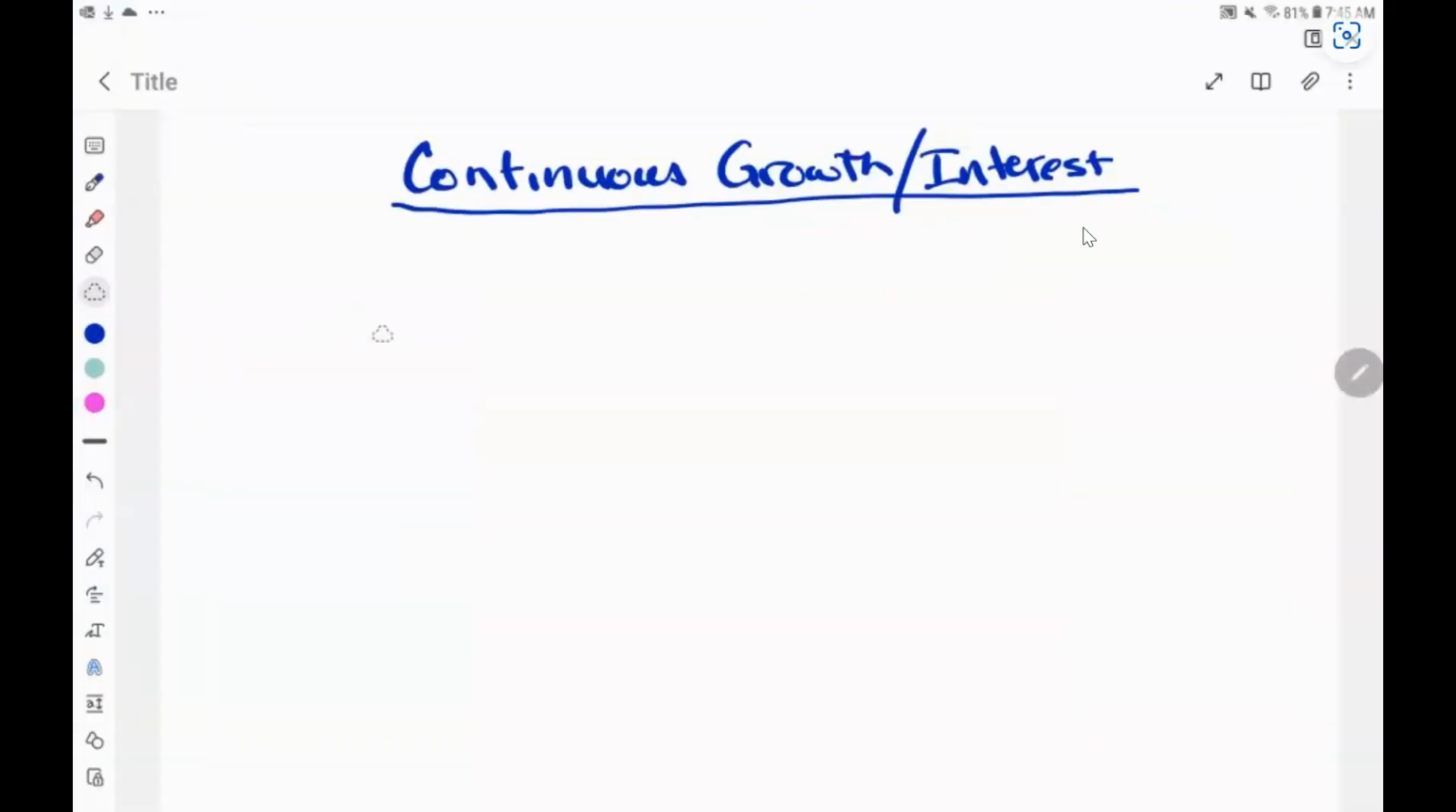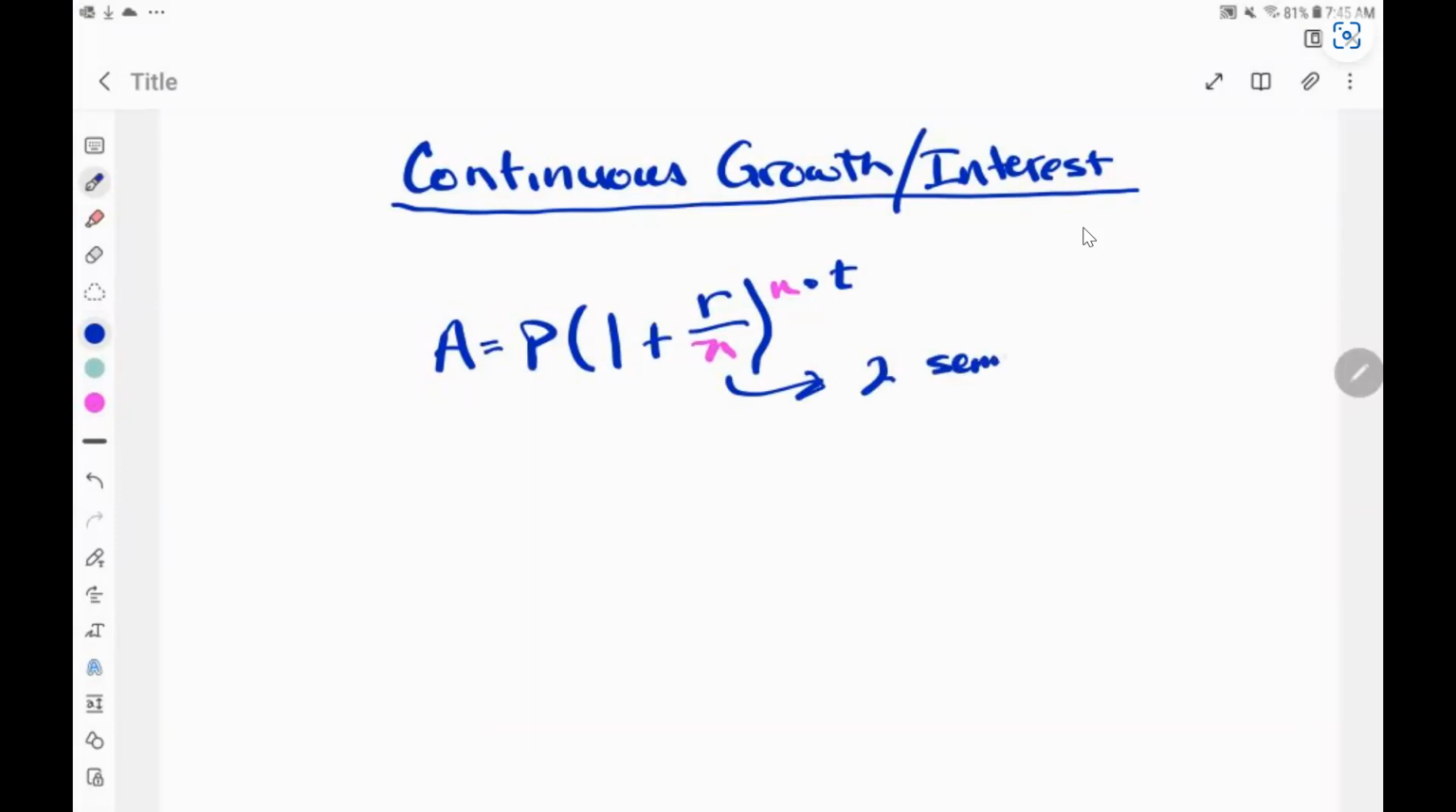All right, so yesterday we talked about this: principal times 1 plus r over n, all to the power of n times t. All right, and we looked at this n being a 2 for semi-annual, it could be a 4 for quarterly, or even a 12 for monthly.